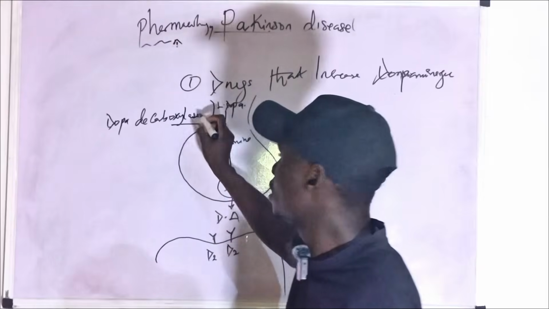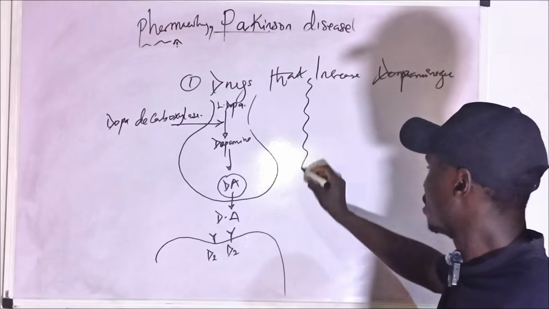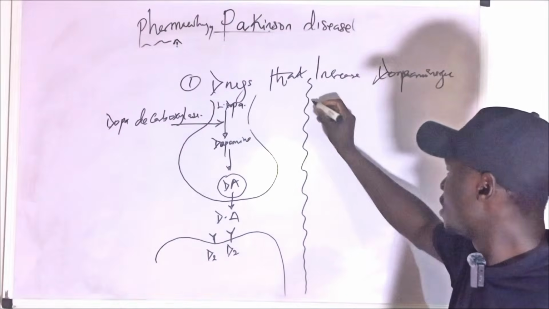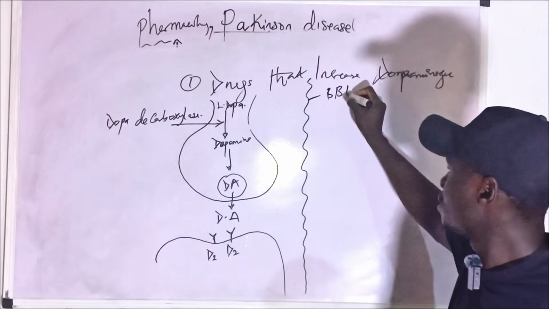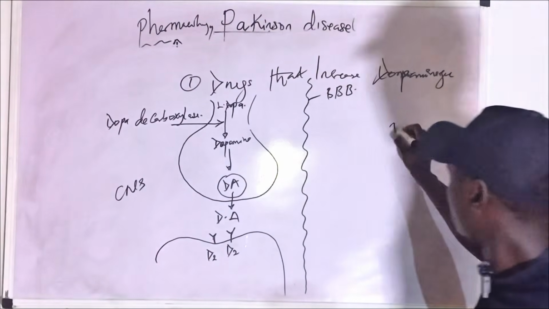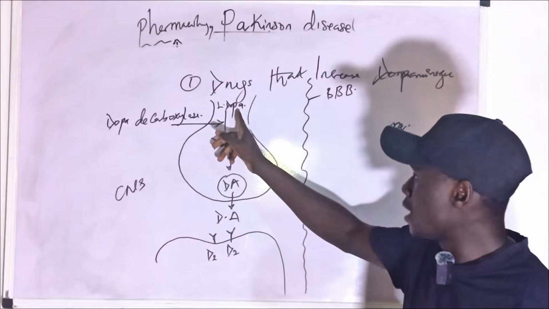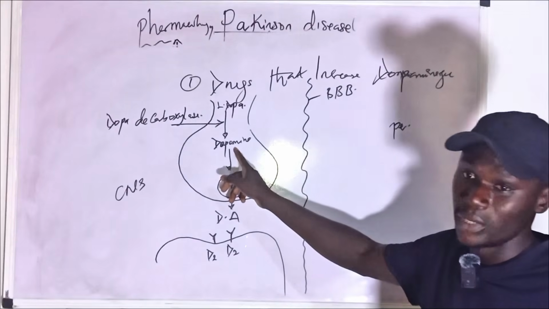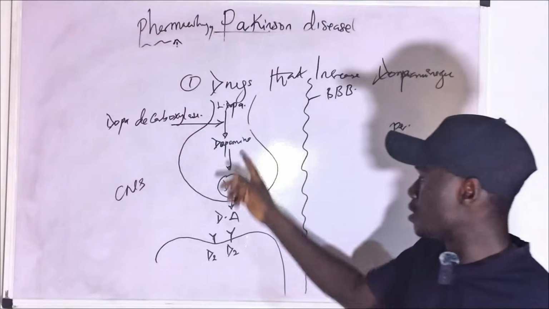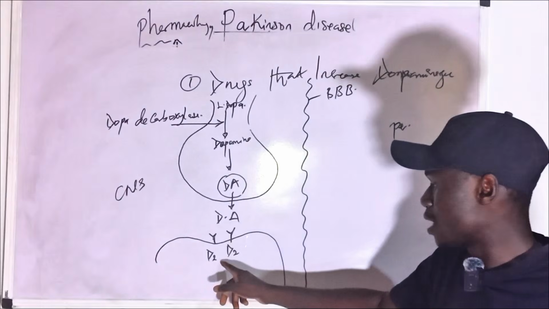Decarboxylase. Okay, this is the enzyme involved. Now, I will just put a diagram here to show the blood-brain barrier. Imagine here is your blood-brain barrier. So here is the CNS, here is the periphery. Okay, now here is your L-dopa getting converted to dopamine by dopa decarboxylase enzyme. Then dopamine will be stored inside the vesicle, then it will be released, then out on D2.